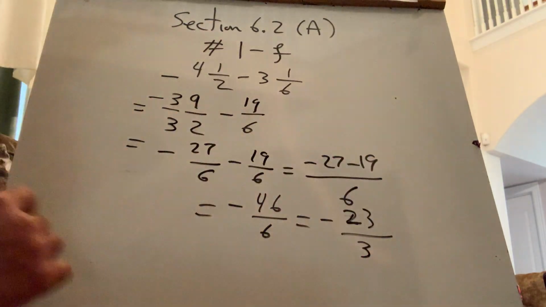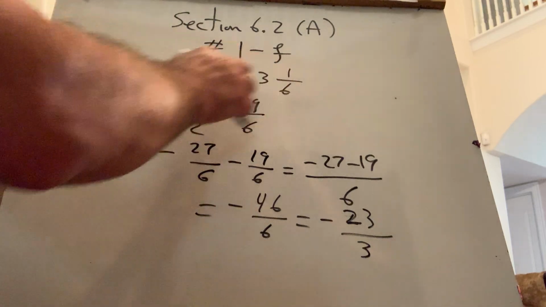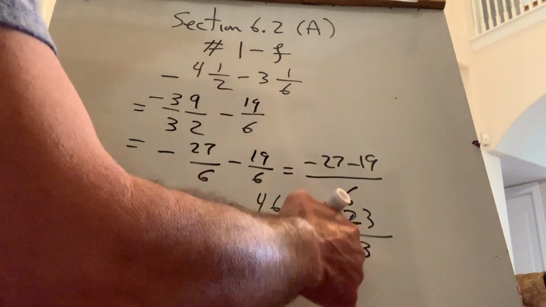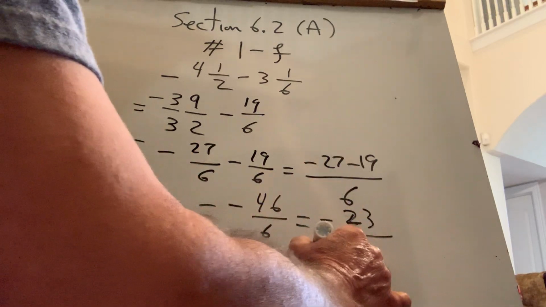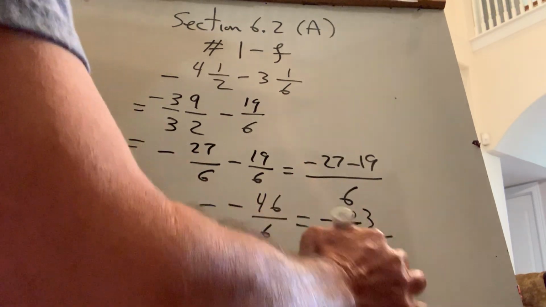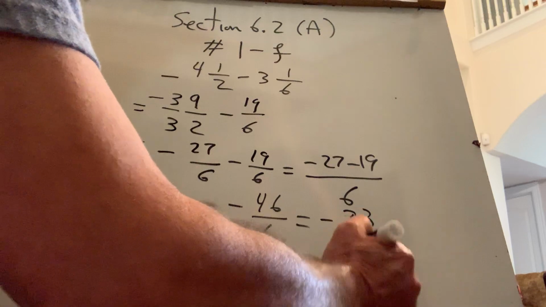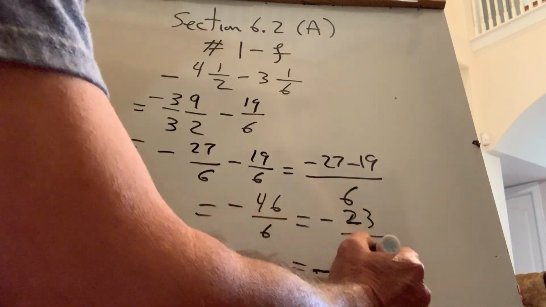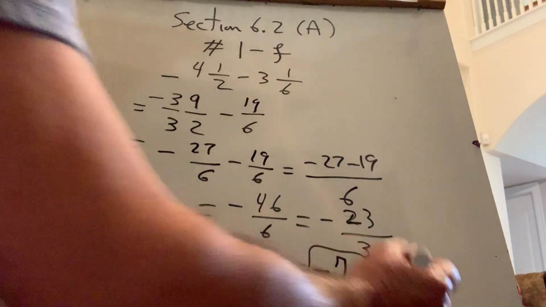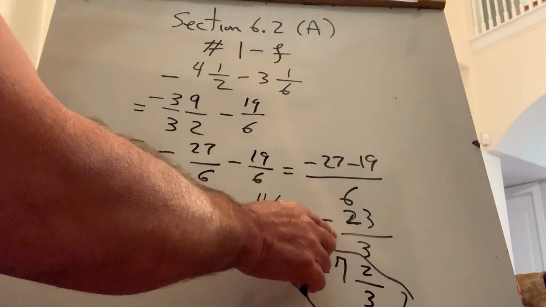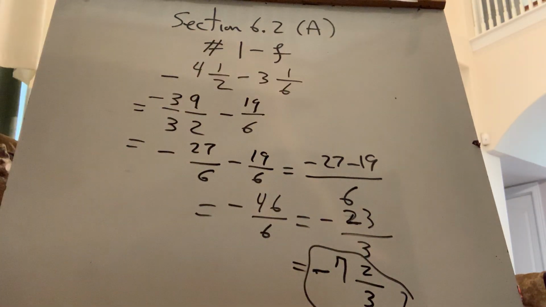So this will be one way to give you an answer, but because they gave you mixed numbers to begin with, we're going to convert that to a mixed number. 3 goes into 23 seven times, because 7 times 3 is 21. So that'll be your whole part. And then the remainder would be 2, because 23 minus 21 is 2, over 3. So you can also leave your answer like that. In this case, they prefer this mixed number instead of an improper fraction because they give you mixed numbers to begin with. So that's problem 1F in section 6.2.